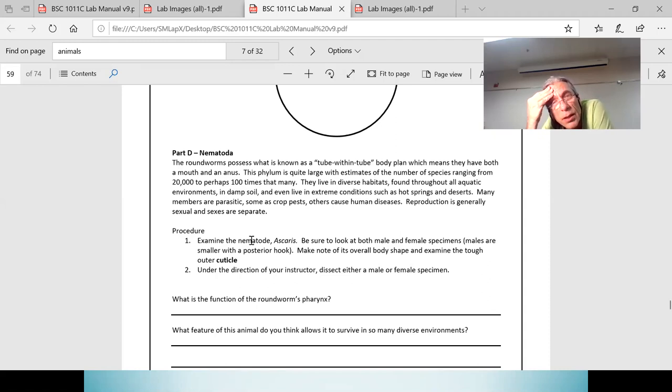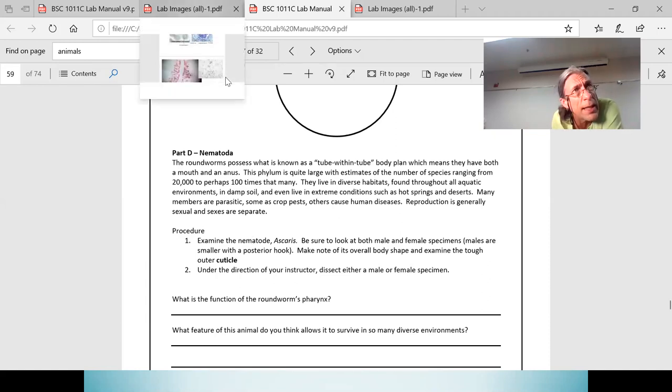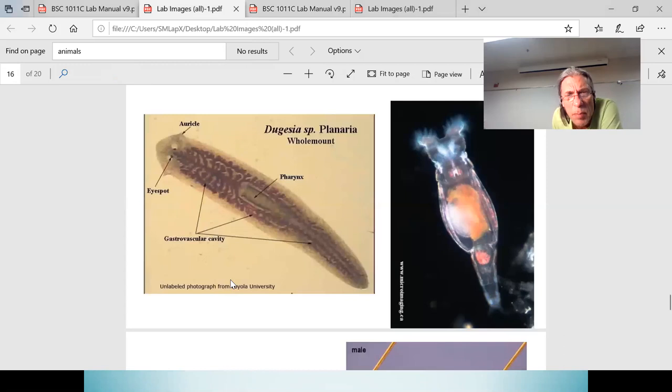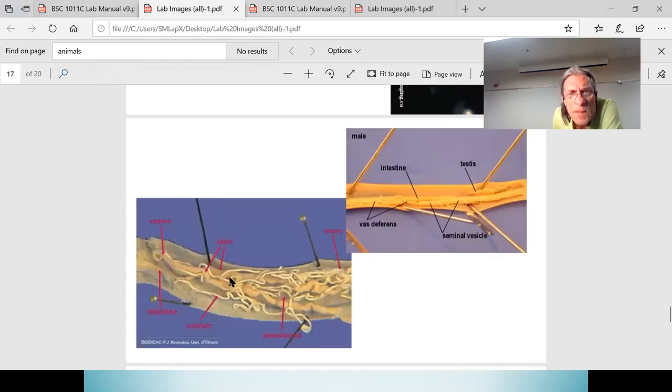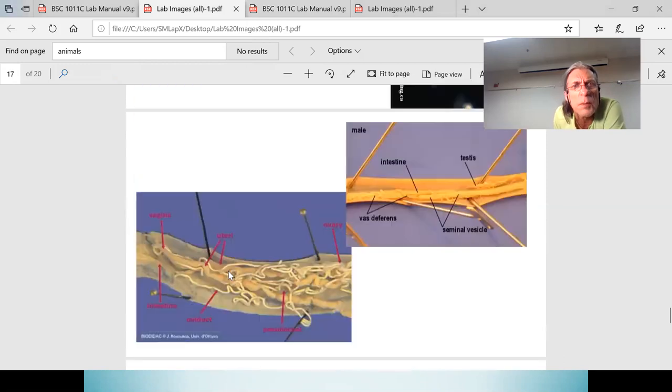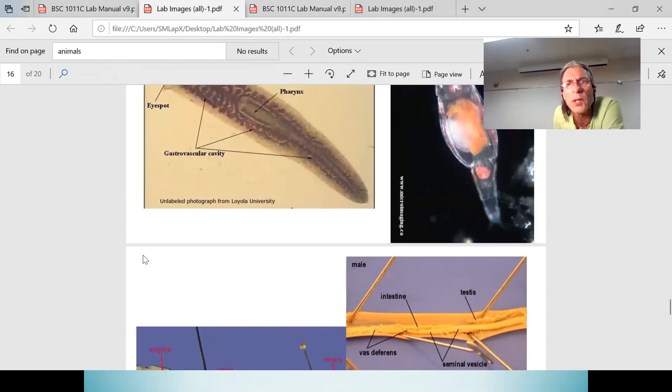We still dissect it. There's really not much to dissect about Ascaris, but it shows you once again that life can survive without being complex by our standards. All you need to have is the basics. So let me see, do I have a picture of a male and a female Ascaris? I don't, but I know where I can get one.